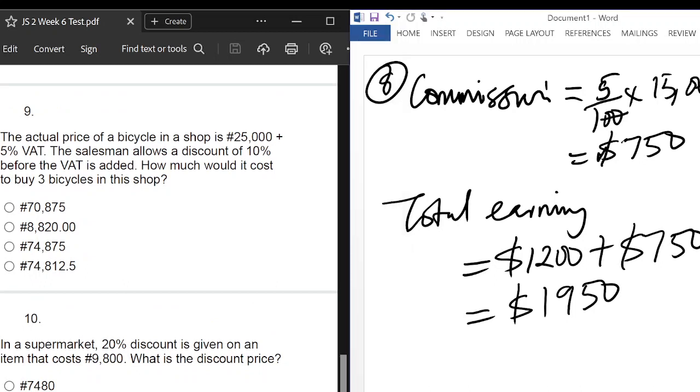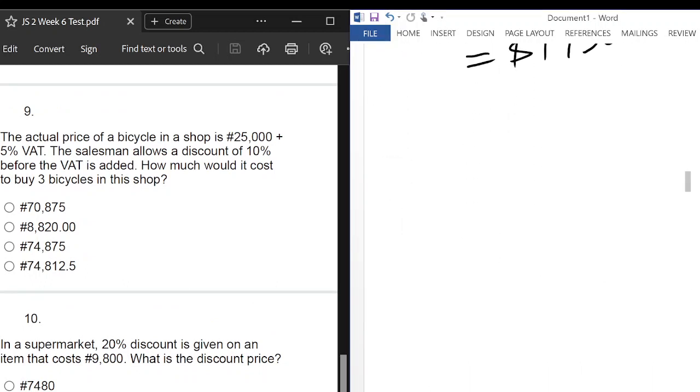Question number 9. The actual price of a bicycle in a shop is 25,000 naira plus 5% VAT. The salesman allows a discount of 10% before the VAT is added. How much would it cost to buy 3 bicycles in this shop? So what we're going to do first is, what is the cost of 3 bicycles? So that's what we're going to calculate first.